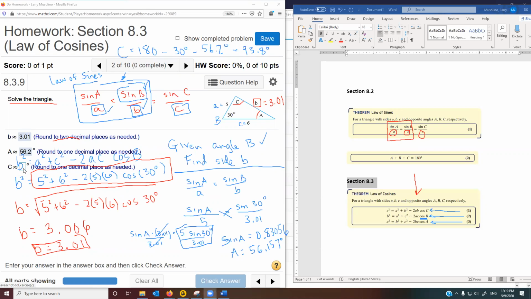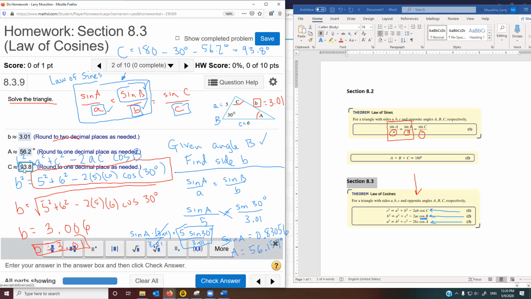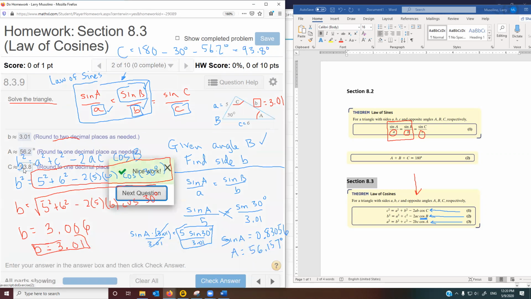All right, so we had to recognize for this example that we couldn't use law of sines to begin with because we didn't really have enough information to apply law of sines. We went to law of cosines. We decided that because they gave us angle B, then our equation 2 was appropriate because that's the only equation that involves angle B when it comes to law of cosines.